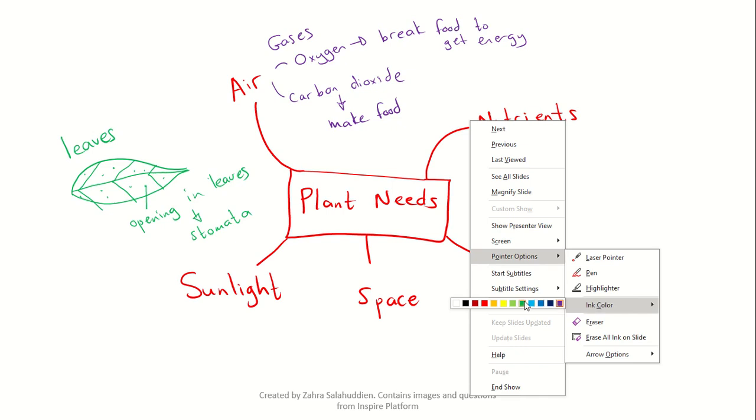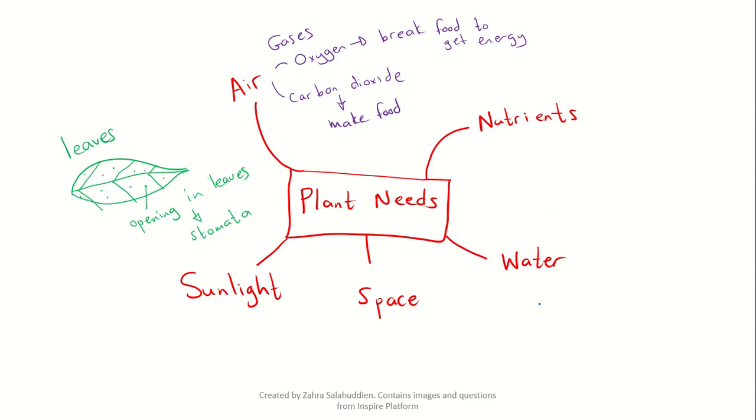Okay, so we're going to just talk about one more point. And that is, where does it get its nutrients and water from? Okay, so the nutrients and the water the plant needs, it gets it from the roots. The roots of the plant take in the nutrients and water it needs.